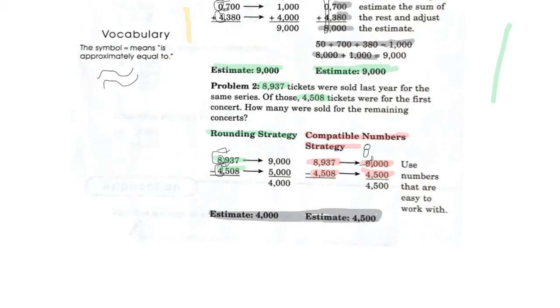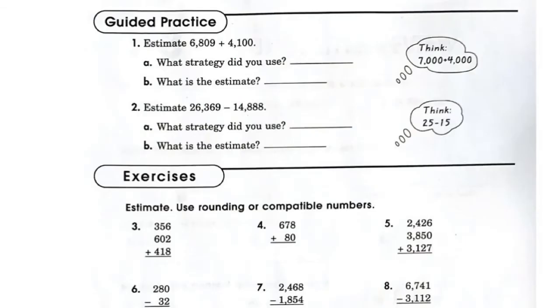They are relatively close. On our next guided practice, we are going to be doing the estimation. The first problem's an addition, and it says estimate 6,809 plus 4,100. Now it gives you a little hint over here on the think. Now, which strategy am I going to use? On the first one, I am just going to use straight rounding.